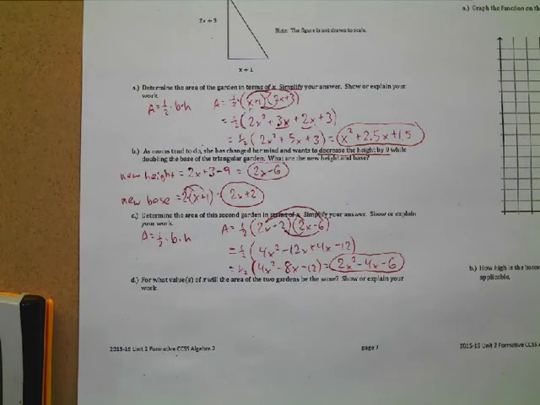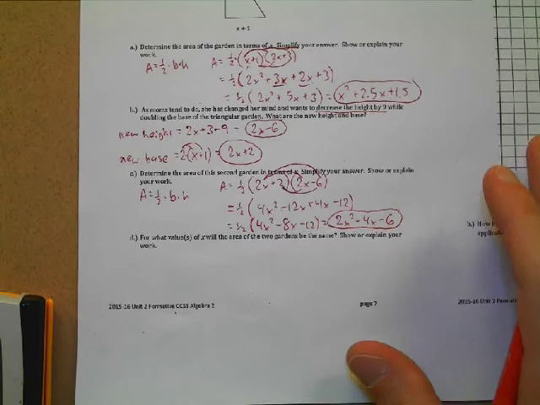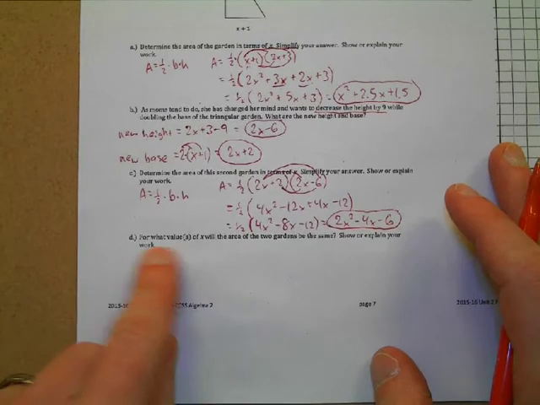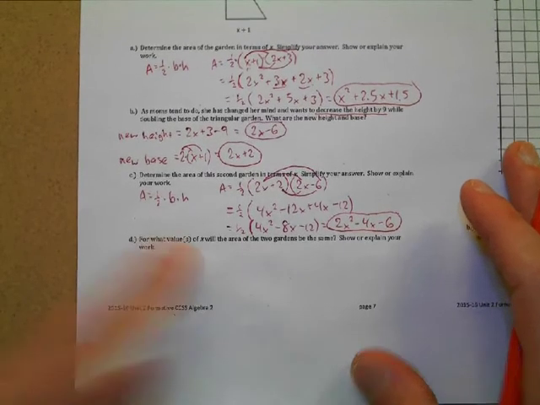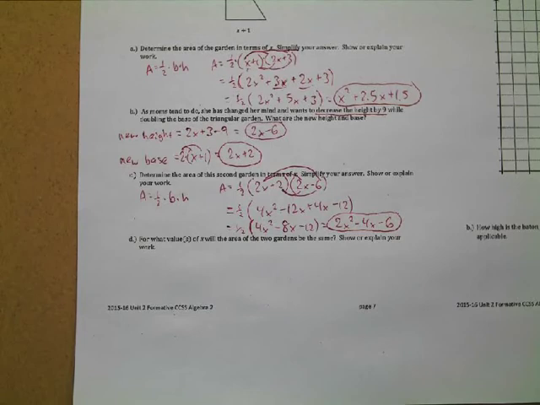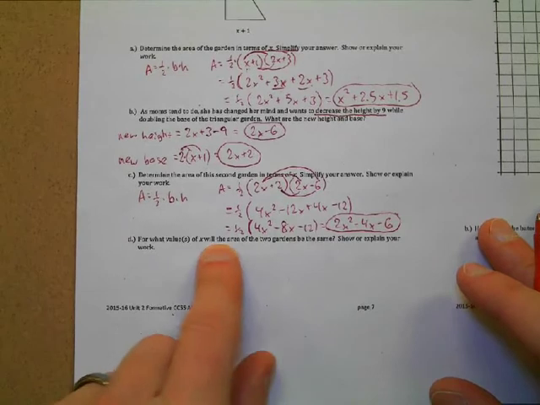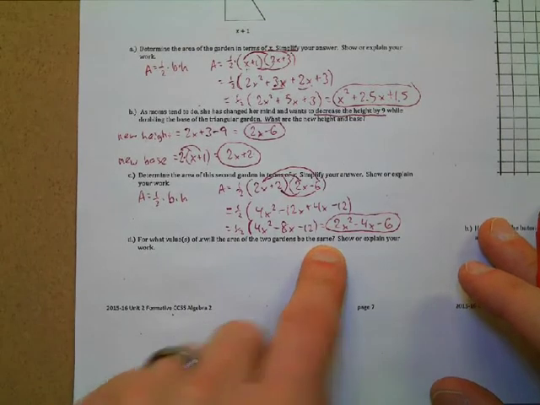All right, let's look at letter D then, the last one. And they didn't leave us much space for this problem. But anyway, for what value or values, right, so that parentheses around the S means it could just be 1 or it could be more than 1, right? Value or values of X, will the area of the two gardens be the same? Show or explain your work.